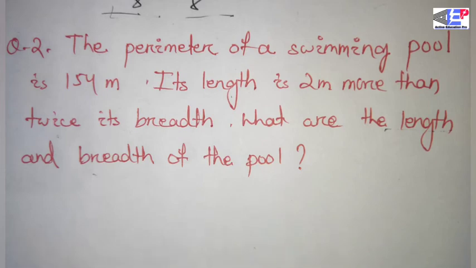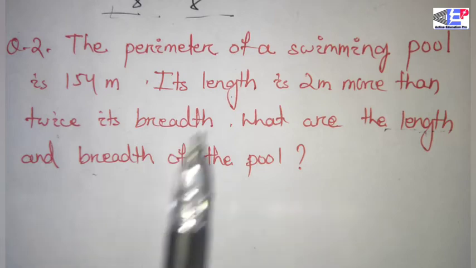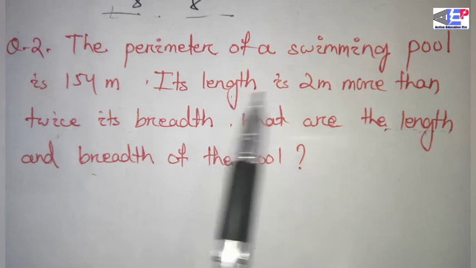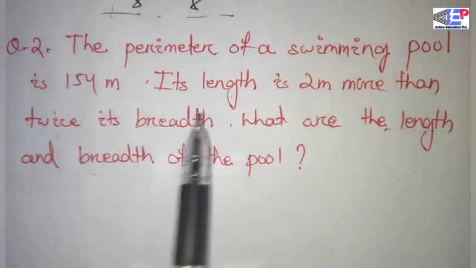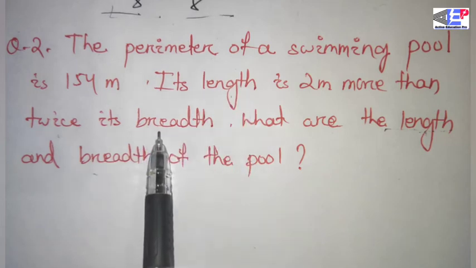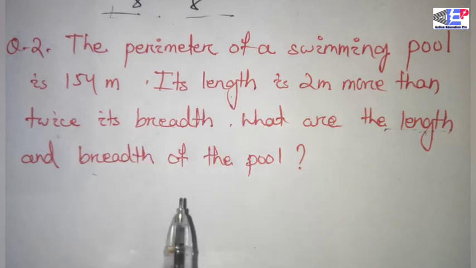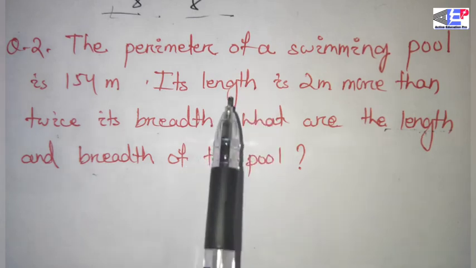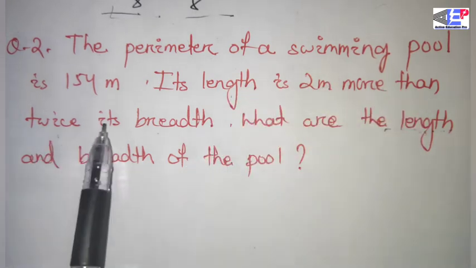Now you have a question. In this question there are two elements to find, length and breadth. You have to take one value as x, the variable. In this type of question, first find out which is the dependent element. Length is dependent on the breadth value, otherwise breadth would be dependent on the length value. Here, length is 2 meters more than twice its breadth.